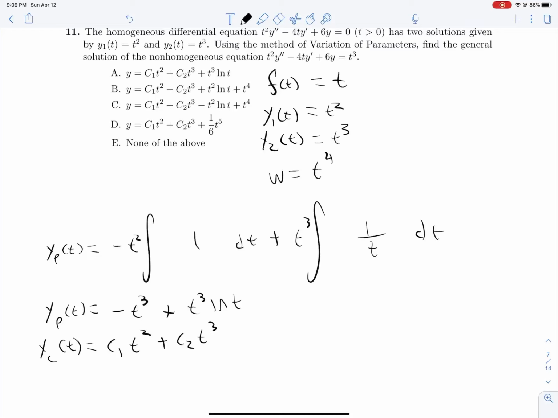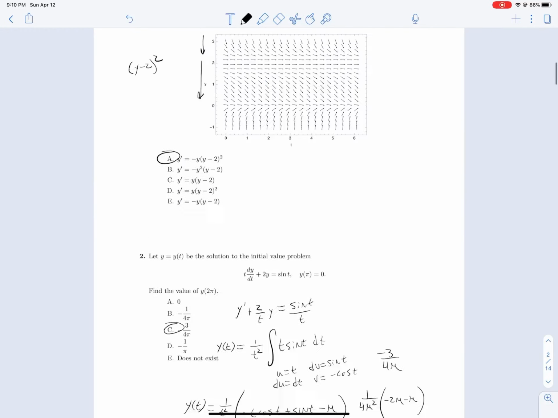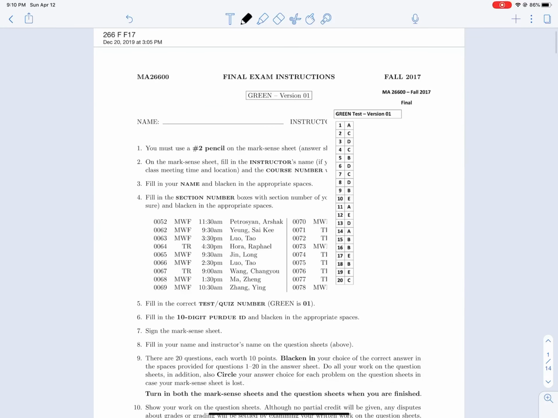And you'll see what we can do when we compute y of t as just yp of t plus yc of t. This minus t cubed can just get absorbed into this constant term when this t cubed is added to that t cubed. So we end up with c1 t squared plus c2 t cubed plus t cubed ln t, which is option A. And 11 is A.